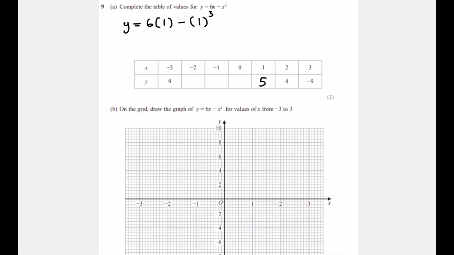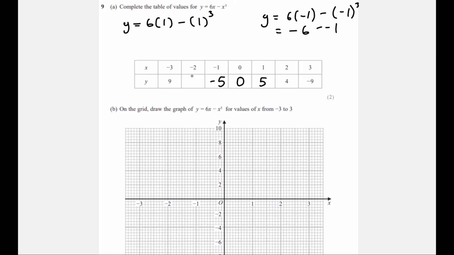0. So 6 zeros take away 0 cubed is 0. Negative 1. 6 negative 1s take away negative 1 cubed. 6 negative 1s are negative 6. And then we're taking away negative 1 cubed. Negative 1 cubed is negative 1. So it's negative 6 take away negative 1. So negative 6 plus 1, negative 5.